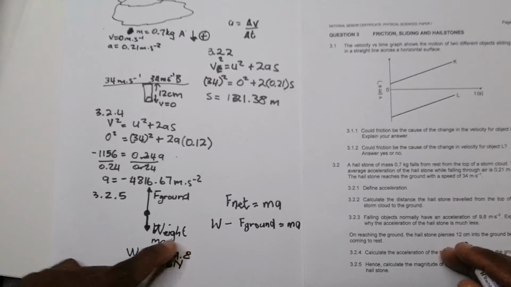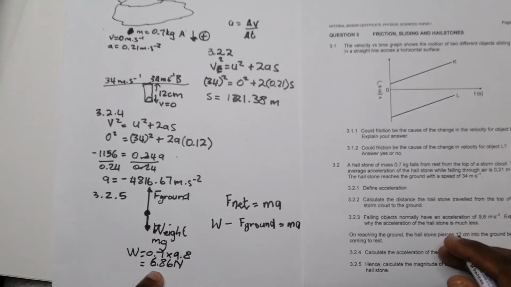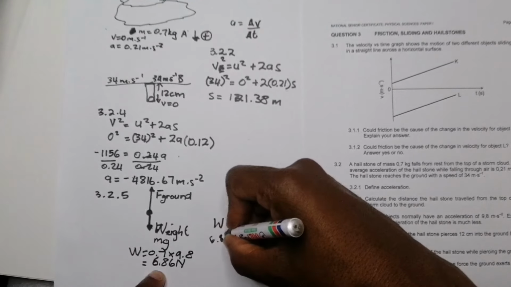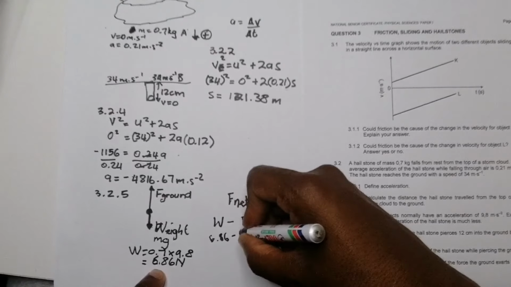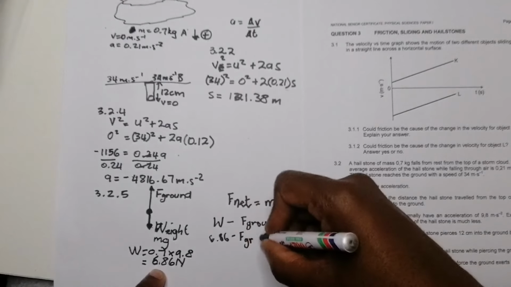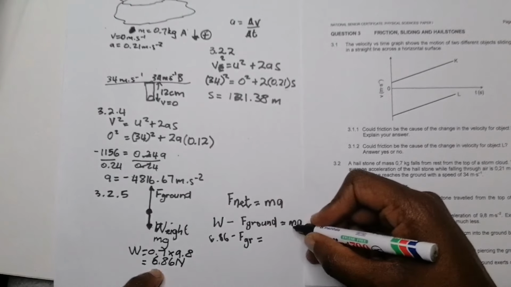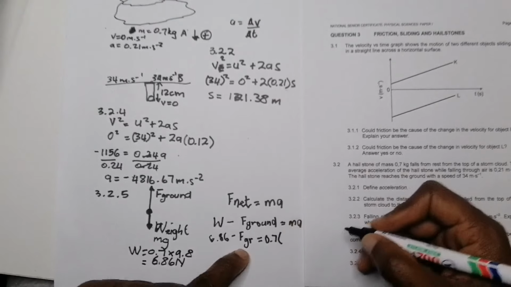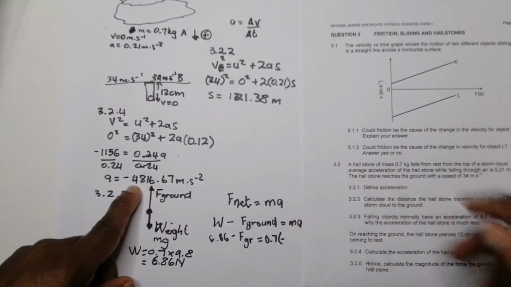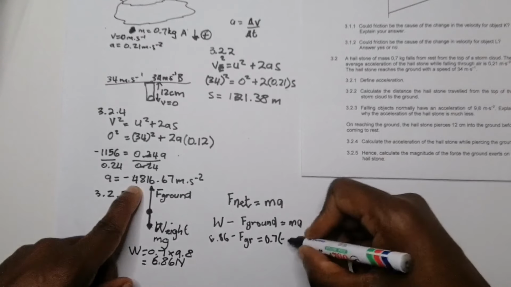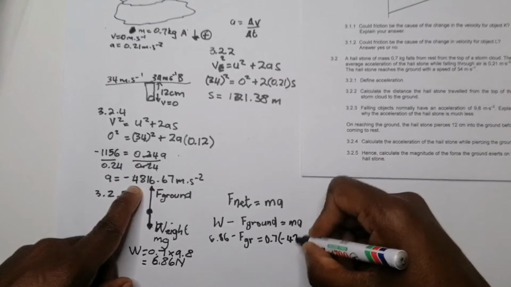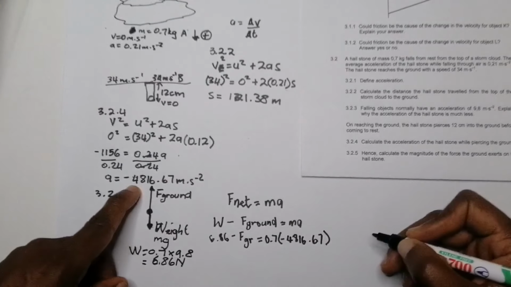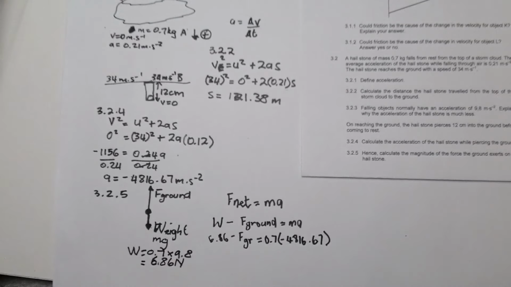Now, let's get right into it. We already have the weight. We said our weight is going to be 6.86. So there's our weight there. We want the force of the ground. And what is our mass? Our mass was 0.7. But we already had calculated the acceleration as minus 4,816.67. Now let's quickly get our value over there.